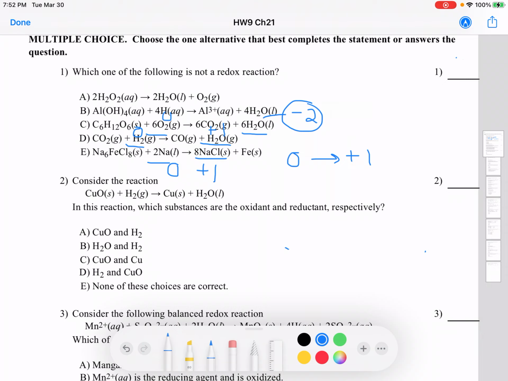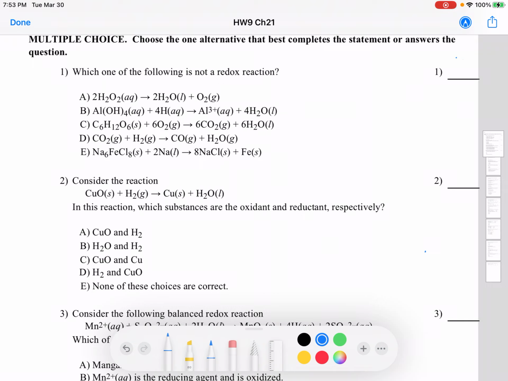Okay. Number 2, consider the reaction: copper oxide plus hydrogen gives copper solid and water. In this reaction, which substances are the oxidant and reductant respectively? In other words, the oxidant is the oxidizing agent and the reductant is the reducing agent that we learned in the lecture. Remember, the reducing agent or reductant is the one that undergoes oxidation. The oxidant or oxidizing agent is the one that undergoes reduction.